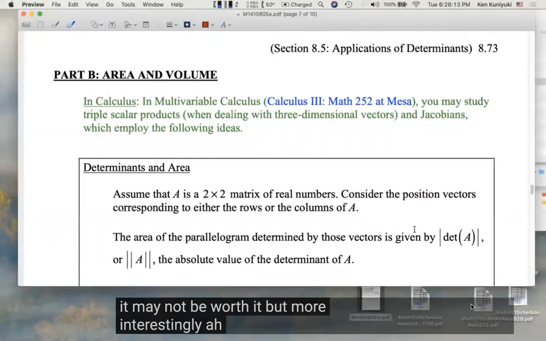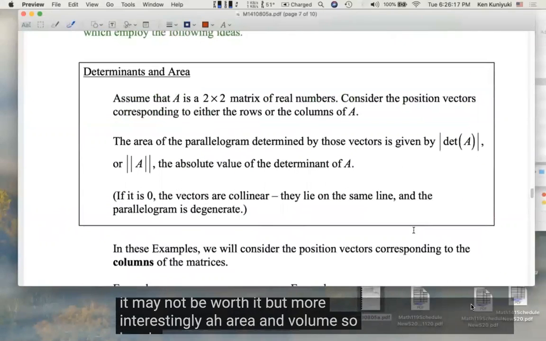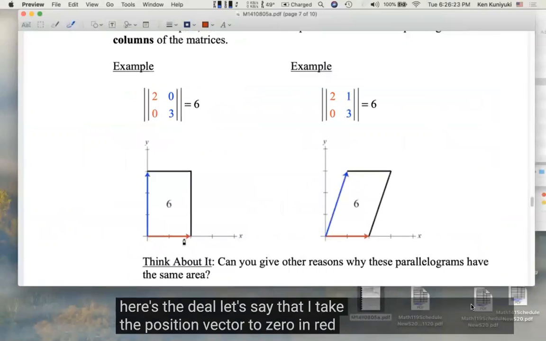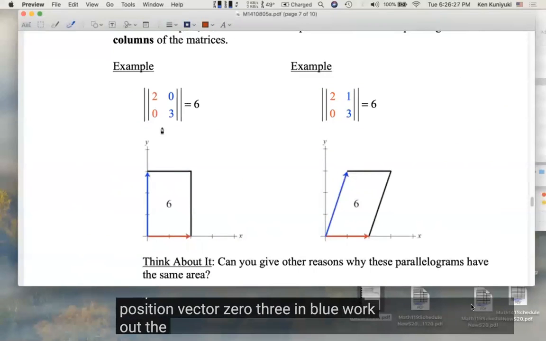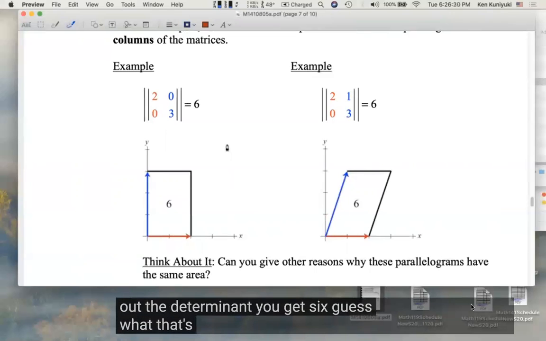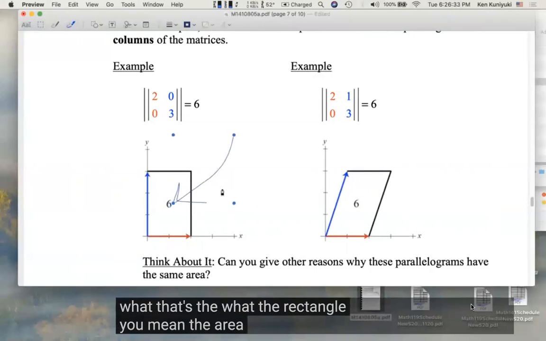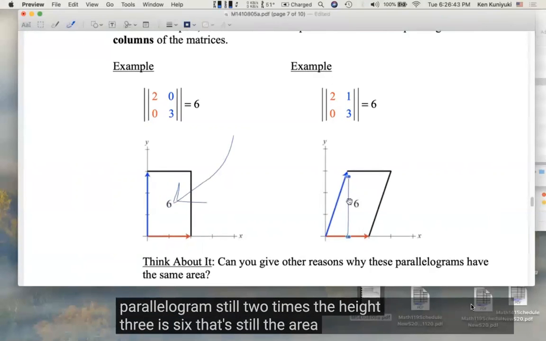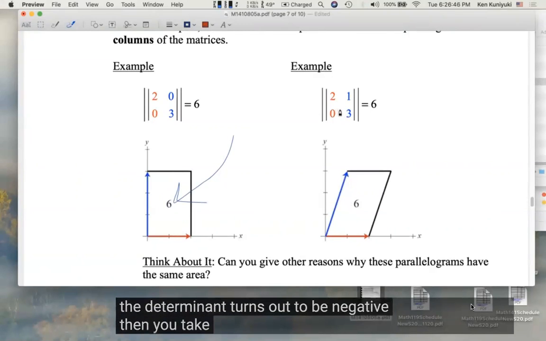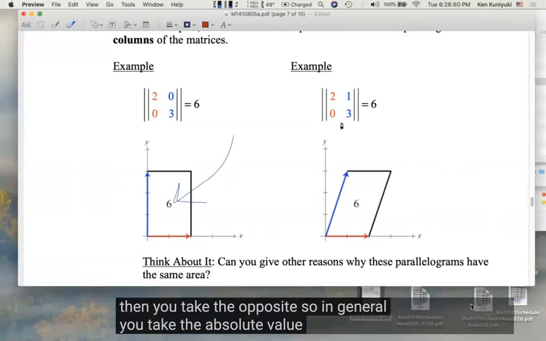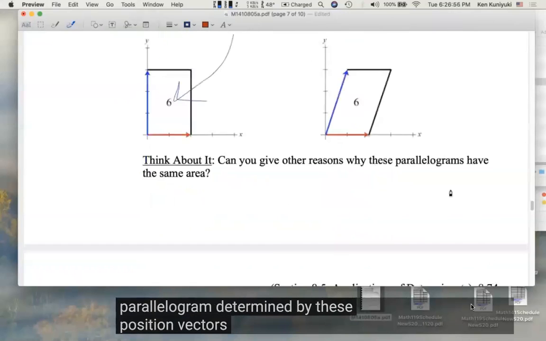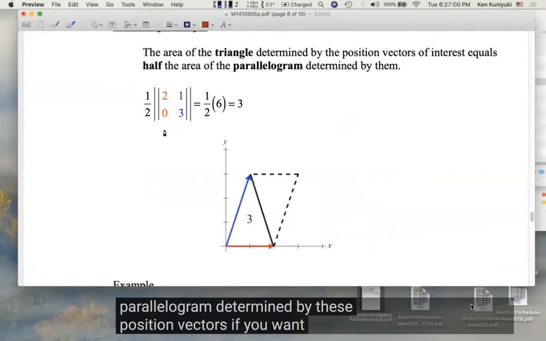But more interestingly, area and volume. So here's the deal. Let's say that I take the position vector 2, 0 in red, the position vector 0, 3 in blue, work out the determinant, you get 6. Guess what? That's the area of the rectangle. There's a shearing effect here as a parallelogram. Still, 2 times the height 3 is 6. That's still the area. If the determinant turns out to be negative, then you take the opposite. So in general, you take the absolute value of the determinant to find the area of the parallelogram determined by these position vectors. If you want to find the area of a triangle, you can take half.